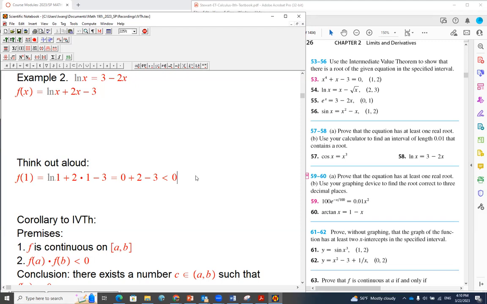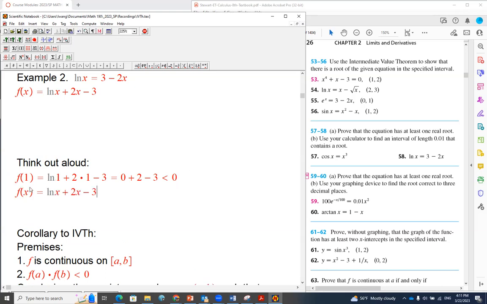Let me think, how about f of e? ln e is easy. ln e is 1, plus 2e minus 3. Is that going to be positive or negative? 2 times e, e is 2.7. 2 times 2.7, definitely that's going to be larger than 3. And then we're adding 1. So this is going to be positive. We have identified the interval. That interval is 1 to e, a closed interval.